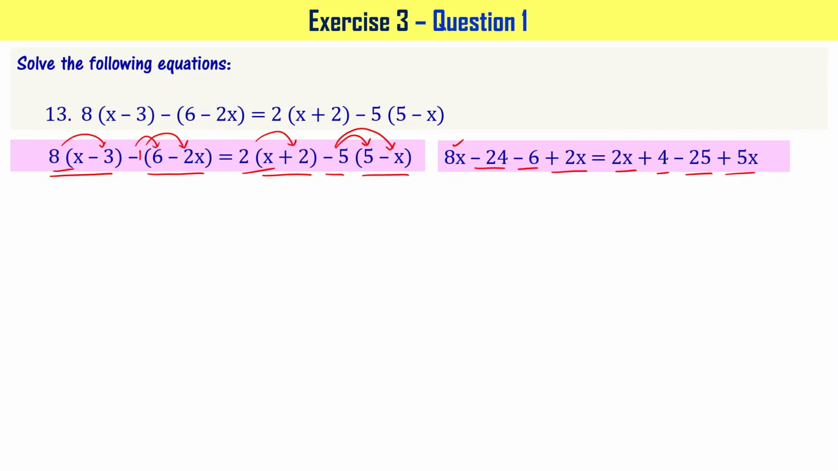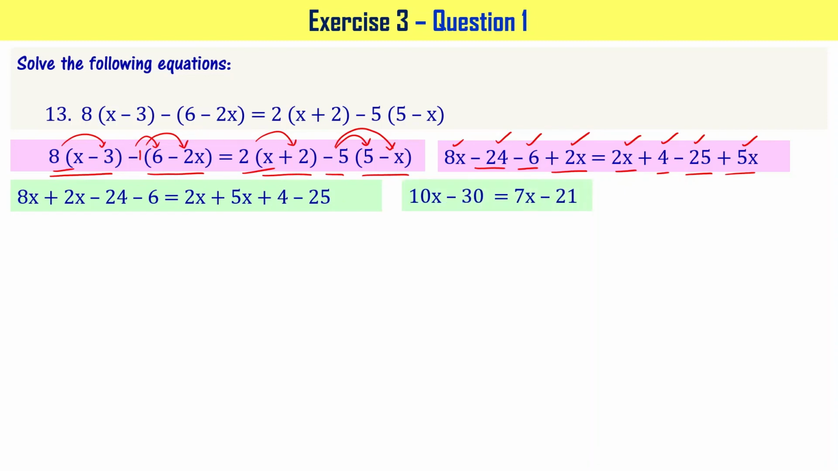Let me rearrange this equation now such that I can write 8x plus 2x minus 24 minus 6 equal to 2x plus 5x plus 4 minus 25, right? Now when you simplify this equation, you can write 8x plus 2x equal to 10x, and minus 24 minus 6 equal to minus 30, and 2x plus 5x equal to 7x, and plus 4 minus 25 equal to minus 21, right? Now this is the equation we want to solve.